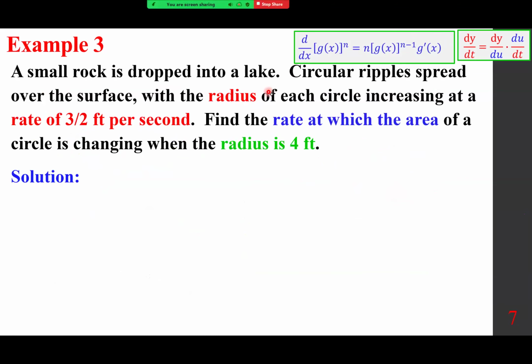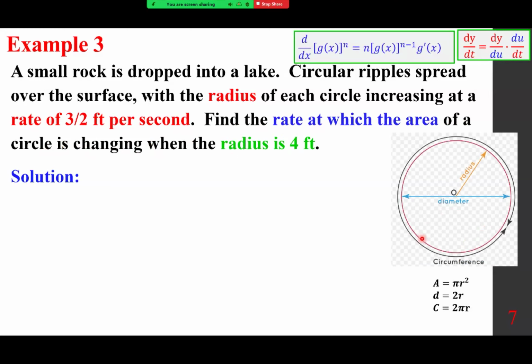A small rock is dropped into a lake. Circular ripples spread over the surface, with the radius of each circle increasing at the rate of 3/2 feet per second. Find the rate at which the area of a circle is changing when the radius is 4 feet.